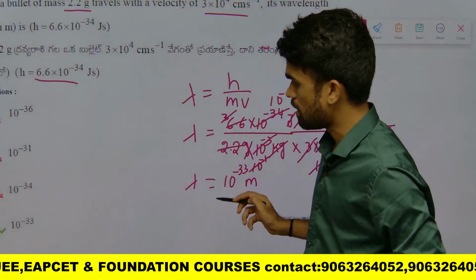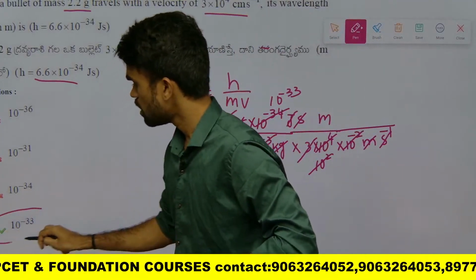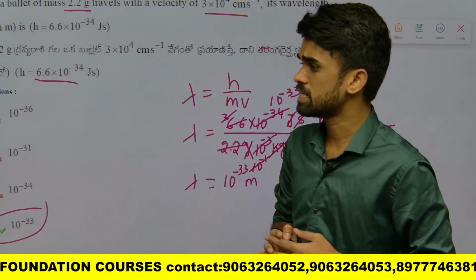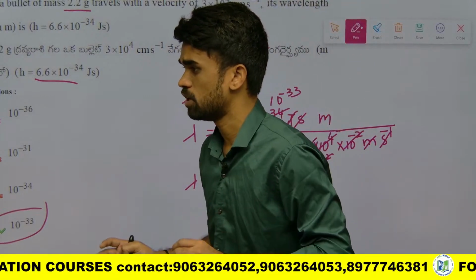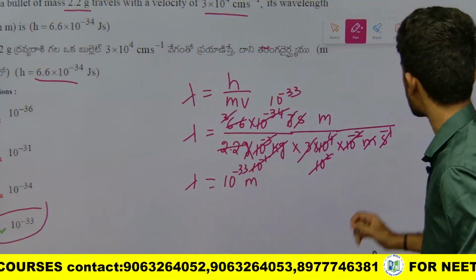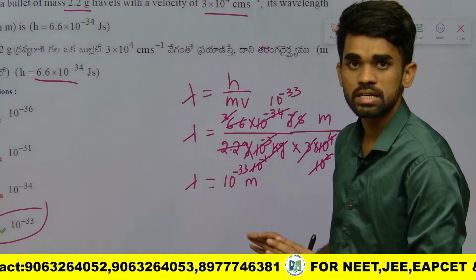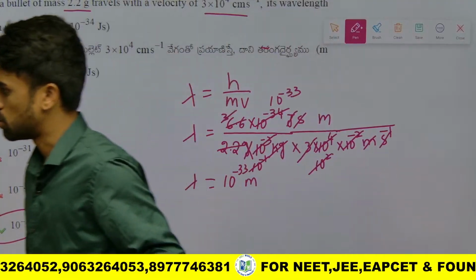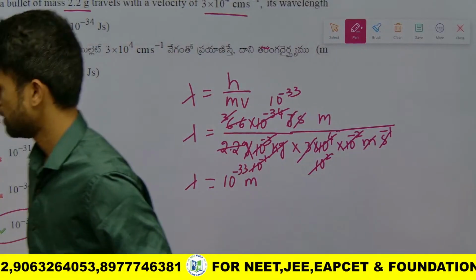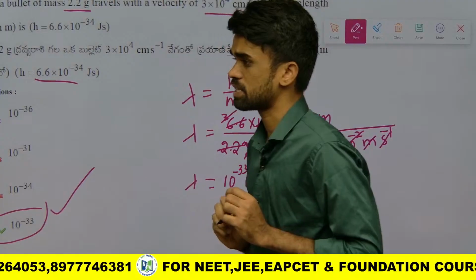So this bullet is having how much wavelength? It is 10 power minus 33. That is option number 4 here. Hope it is clear how we are solving this question, right? Is there any confusion here? No confusion, right? So option number 4 is the correct answer for this question.